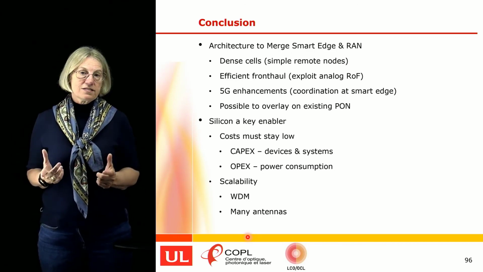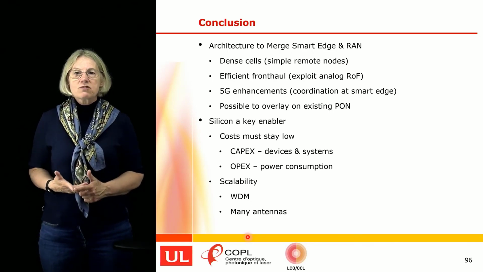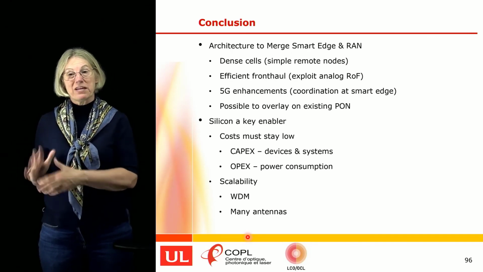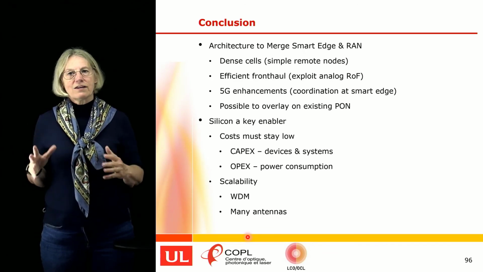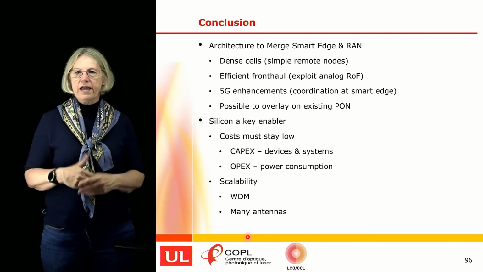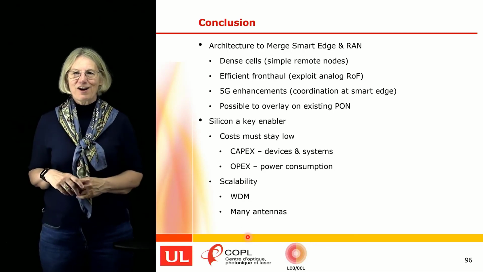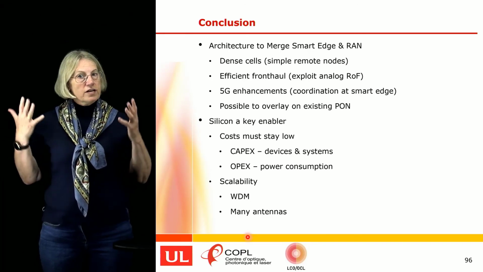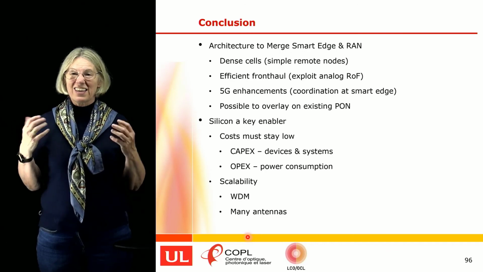We saw that this idea of a smart edge is really critical for 5G because it allows for coordination. Coordination that only happens when you have a front-haul link. A mid-haul link won't give you that added performance. And again, we demonstrated experimentally that it is possible to overlay on an existing PON to leave the digital subscriber unmolested while we add the analog radio over fiber signal. So silicon, we showed, is able to do this, and it's a great enabler because it can keep costs low.